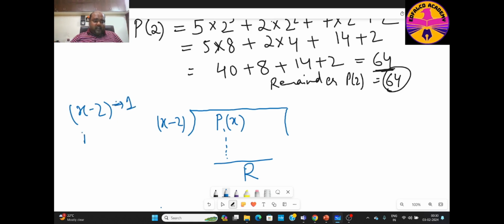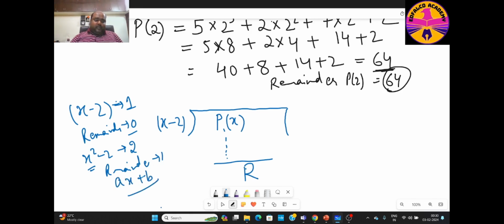So the remainder that will come will have degree 0. Suppose you were dividing with x square minus 2, that means the degree was 2, your remainder will have degree 1, which means it will be of the form ax plus b. Okay, this is also an important thing. But anyways, we are not discussing division with a degree 2 polynomial. We are only restricting ourselves to polynomials of degree 1.